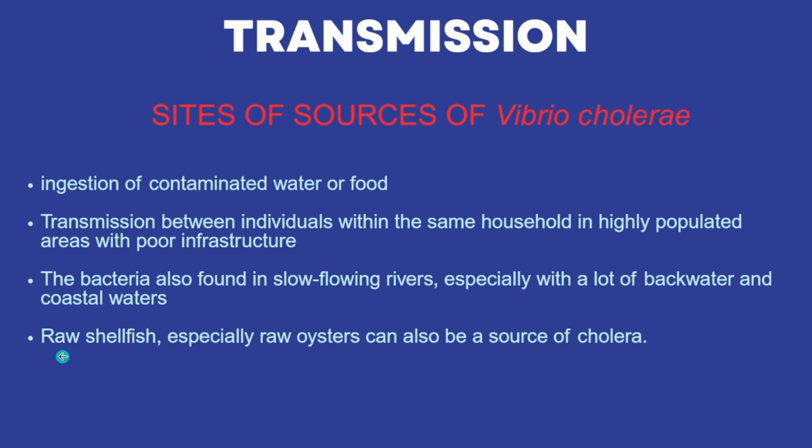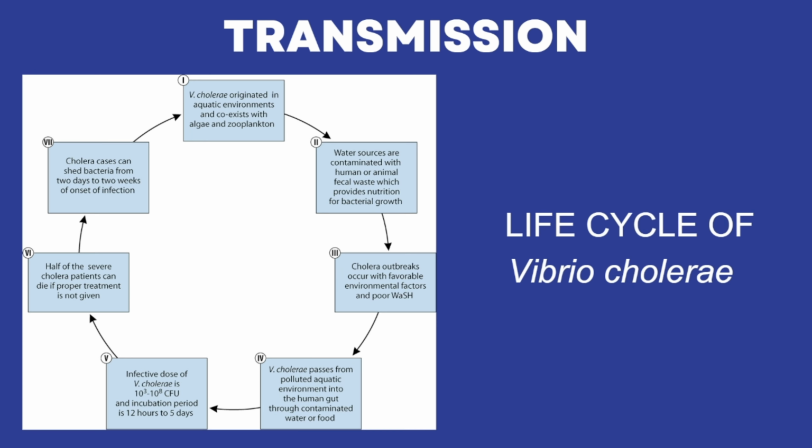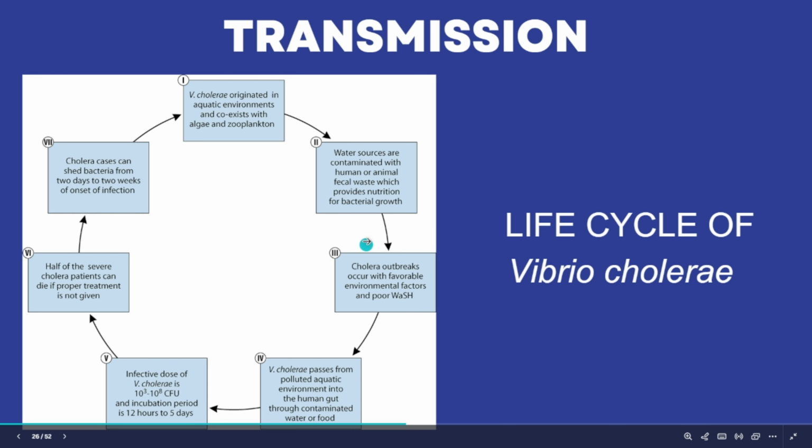Some of the food, like raw shellfish or raw oyster, if you do not cook them, can also be sources of cholera as well. So normally this is the life cycle of cholera. Cholera normally stays in the water. When your water is contaminated and you do not have any treatment, the cholera stays there, and when a human drinks that water or food, it passes from the polluted aquatic environment into the human gut.